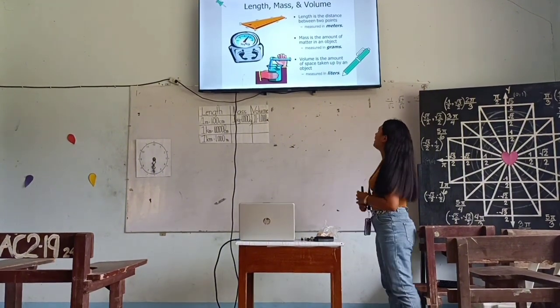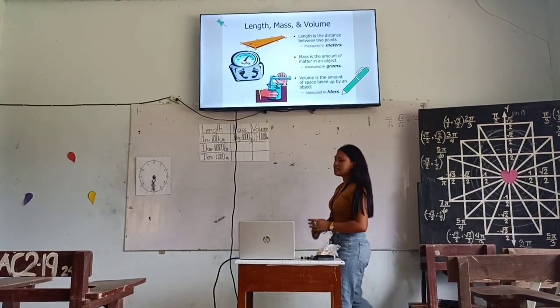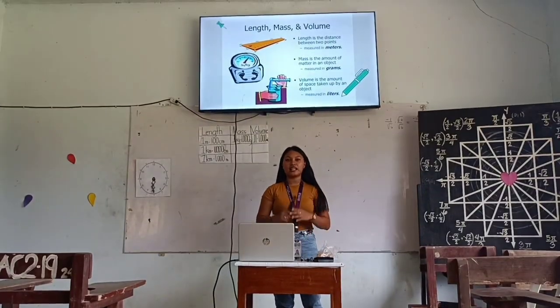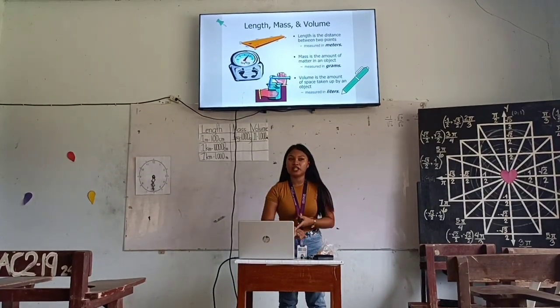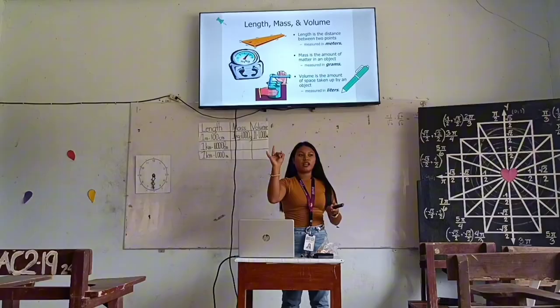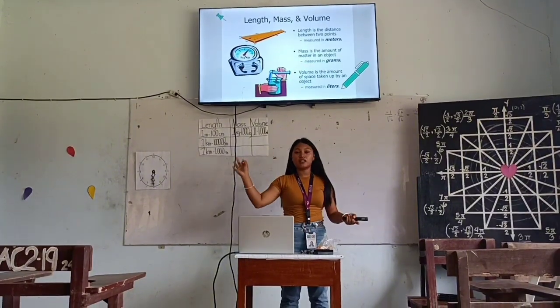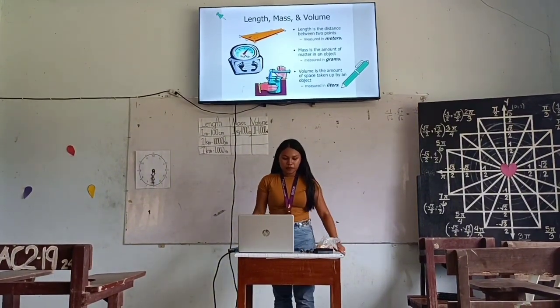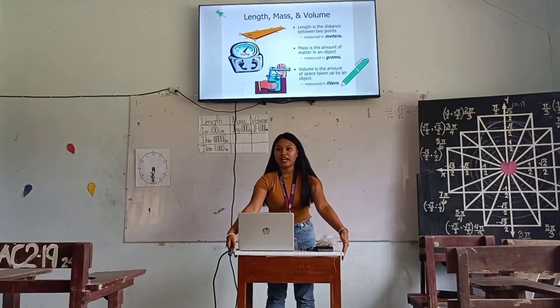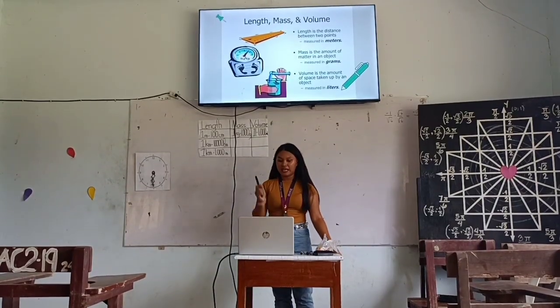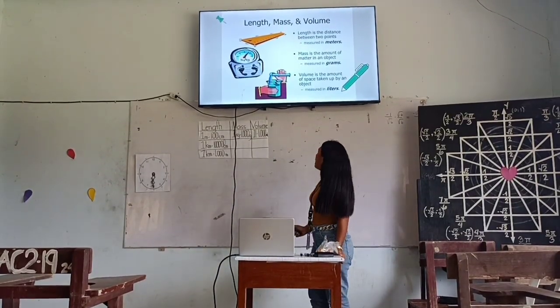Let's move forward to the length. Length is the distance between two points, and it can be measured by meters, kilometers, centimeters, and even inches. In this table, we have two points, right? And it can be measured by length. Okay, next is the mass.